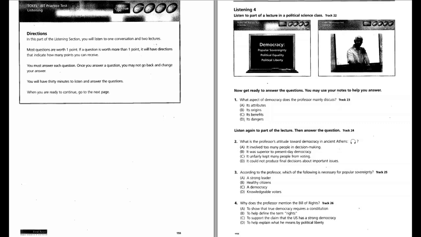Now get ready to answer the questions. You may use your notes to help you answer. Number 1. What aspect of democracy does the professor mainly discuss?